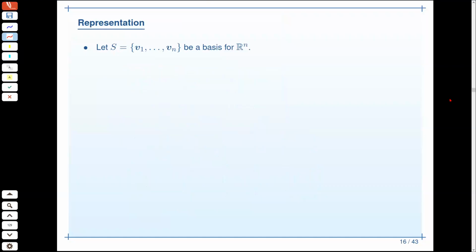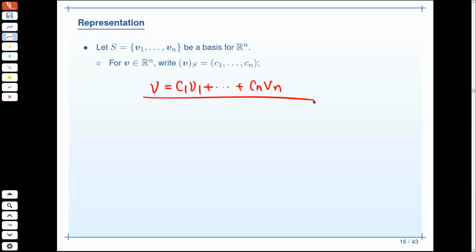So let's see. Suppose that S is any basis for Rn, say v1, v2, ..., vn. Then, of course, for every vector v in Rn, by definition, there is a representation. Say the coordinate vector of v is of the form (c1, c2, ..., cn). Or in other words, v is c1 v1 plus ... until cn vn. So this is what we have.